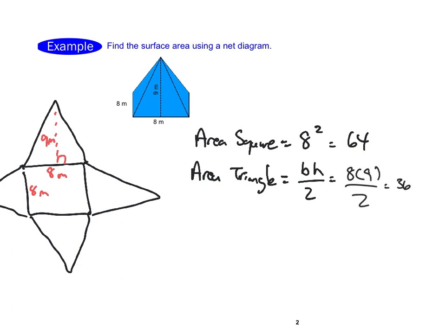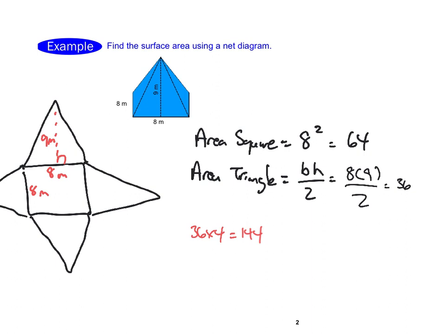Now, how many triangles are there? 4. So to find the surface area, what we're going to do is go 36 times 4, and we get what? We're multiplying it by 4 because there's 4 triangles. What's 36 times 4? 84. Nice try, not quite. 144.